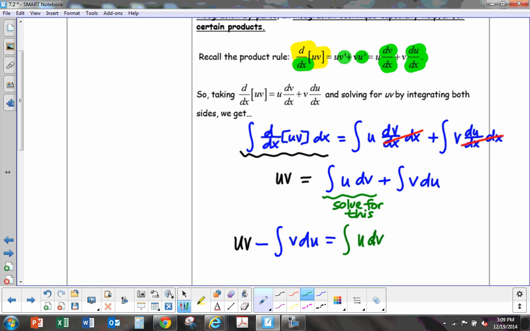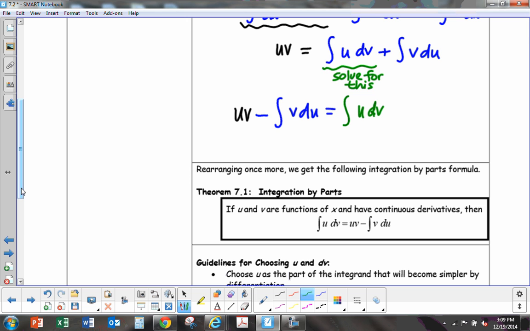I realize that this looks a little strange because it looks like our letters aren't matching up as far as integrating v du and u dv. Usually those letters match, and they really do once we work problems. So this is the integration by parts formula, but they add a piece to make that make sense, that u and v are functions of x.